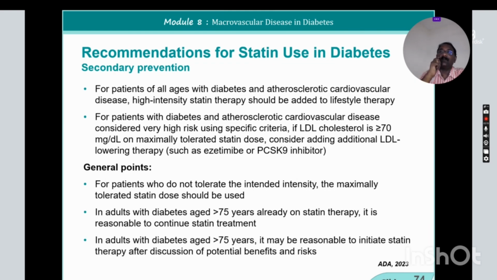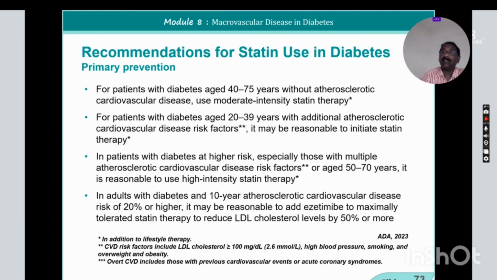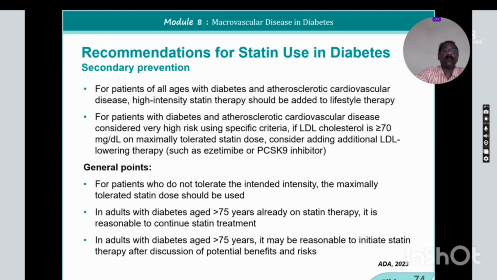So secondary prevention. I told you aspirin for primary prevention is a double-edged weapon. For secondary prevention, aspirin, 100% yes. Whereas for statins, primary prevention, 100% yes. Secondary prevention, 100% yes. Am I clear? So statins should be used for both primary prevention as well as secondary prevention. For patients of all ages with diabetes and atherosclerotic cardiovascular disease, high intensity statin therapy should be added to the lifestyle therapy for secondary prevention.